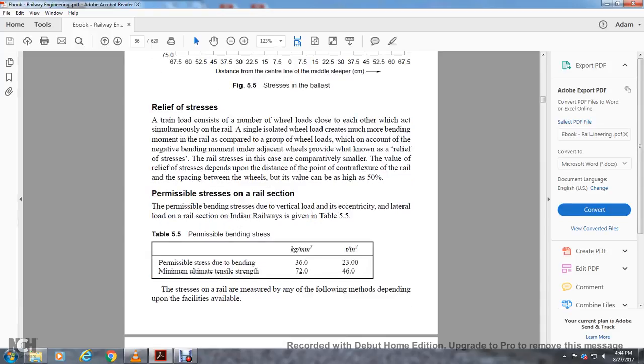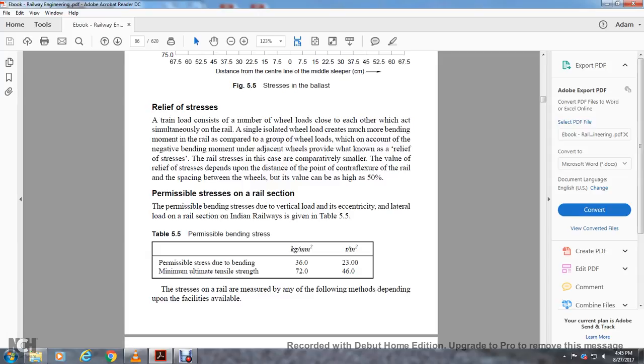Relief of stress. Train load consists of a number of wheels, each acting simultaneously. A single isolated wheel load creates much more bending moment in the rail than when compared with adjacent wheel loads, which produce negative bending moments, providing a known relief of stress. The real stress in the comparative case is smaller by the value of the relief. This depends on the distance of the point of contraflexure of the rail, the spacing between the wheels, and the value is 50%.